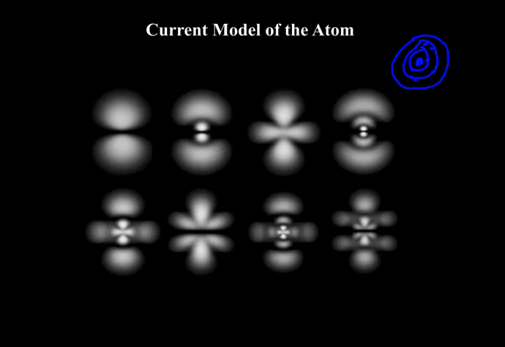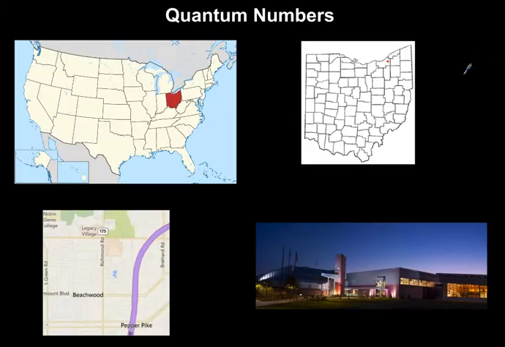So now we're going to talk about how the orbital model uses quantum numbers to estimate the location of electrons inside of an atom. So there are 4 quantum numbers. The first quantum number of an electron is the principal energy level.